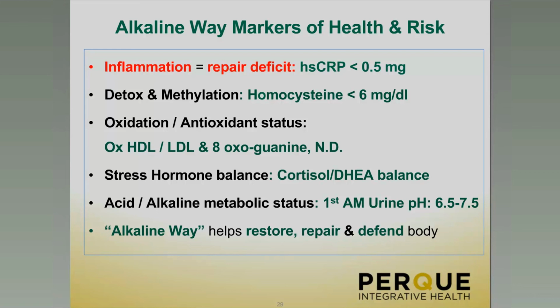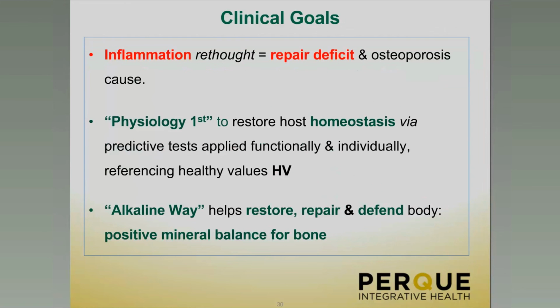So our goals for this webinar have been to understand more deeply inflammation, rethink it as repair deficit, show its links to the cause of osteoporosis, and to take a physiology-first approach to restore host homeostasis by a predictive test applied functionally and individually, referencing healthy values. The alkaline way helps restore, repair, and defend the body, and part of this is a positive mineral balance for bone maintenance, restoration, and long-term health and vitality.